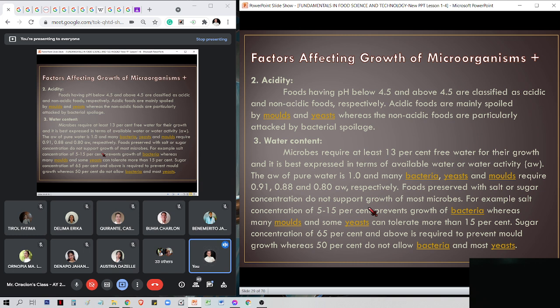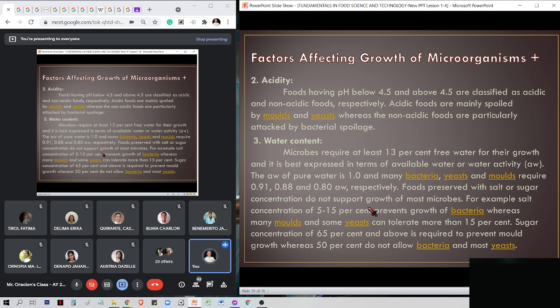Okay? So number three, factors affecting the growth of microorganisms. Water content. So what is water content? It is the level of water in a food. Remember this one, that it is a good thing also for bacteria. Depending on the level of water content in a food, a bacteria, yeast or mold will grow.